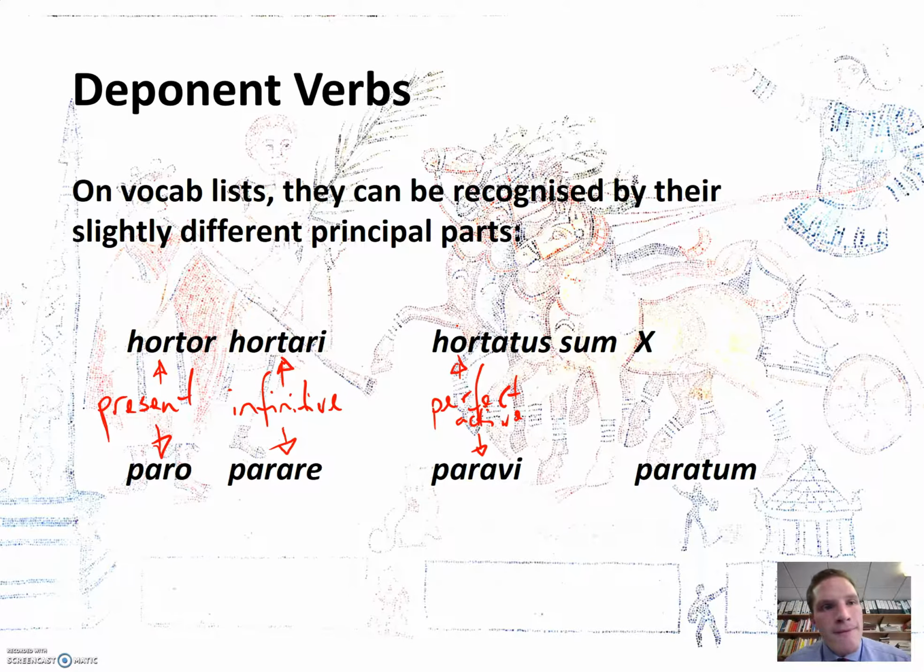Now, the reason why there's no fourth principal part for a deponent verb is because the fourth principal part is actually only ever used to form something in the passive. Paratum, we know, is essentially the PPP, the perfect passive participle. Because there's no passive form of a deponent verb, it doesn't need a fourth principal part. It doesn't need the supine.